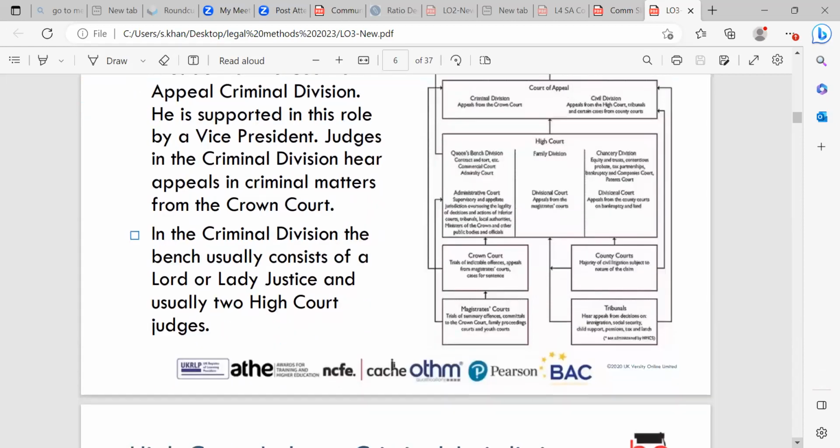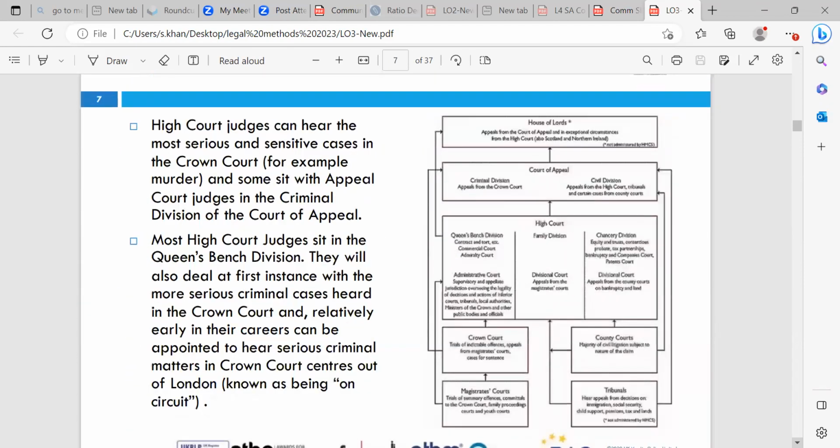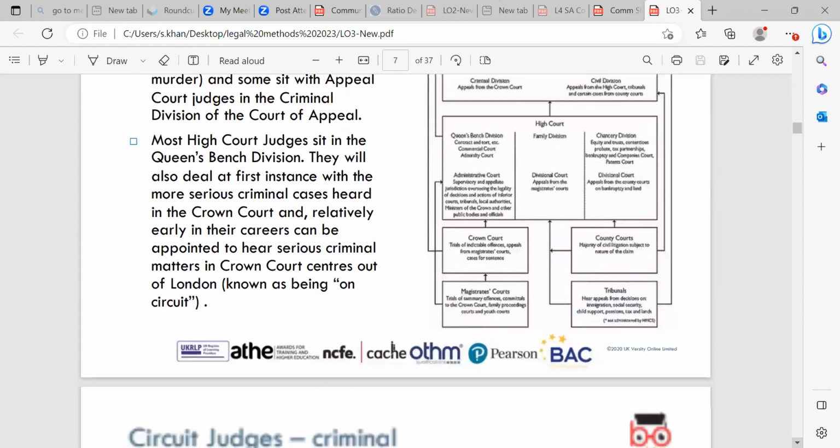And that diagram identifies the hierarchy again. So, High Court judge in the criminal jurisdiction: the High Court judge hears the most serious and sensitive cases in the Crown Court, for example murder, and some sit with appeal court judges in the criminal division of the Court of Appeal. Most High Court judges sit in the Queen's Bench division. They will also deal at first instance with the more serious criminal cases heard in the Crown Court, and relatively early in their careers can be appointed to hear serious criminal matters in Crown Court centres outside London, known as being on the circuit.